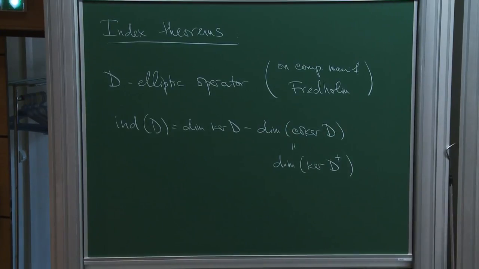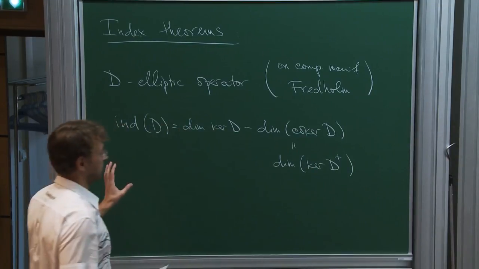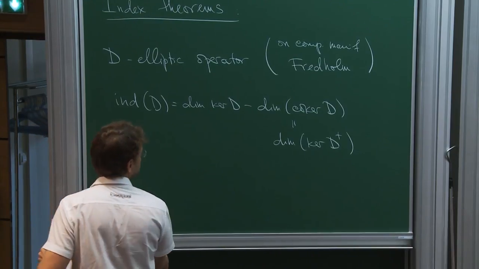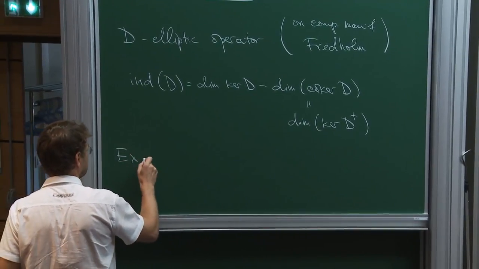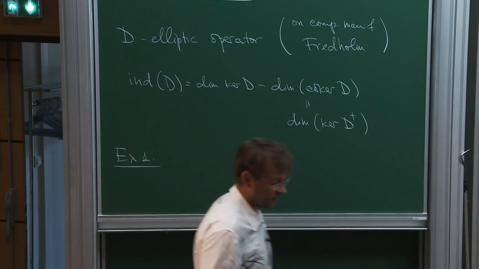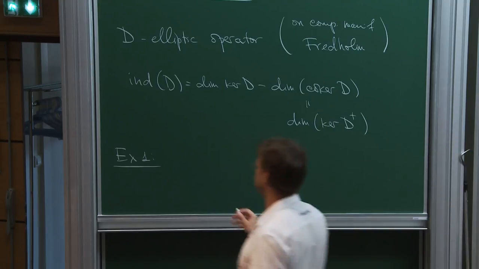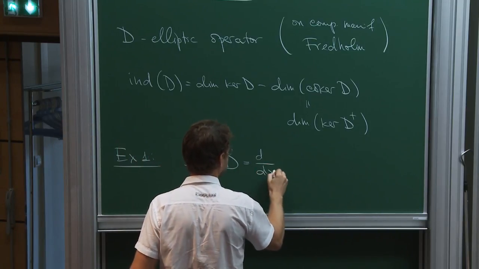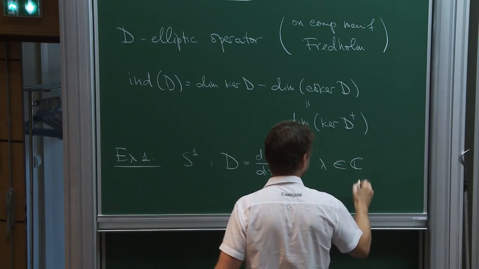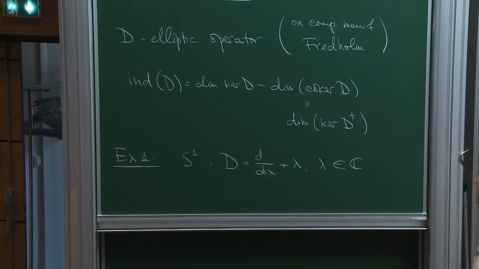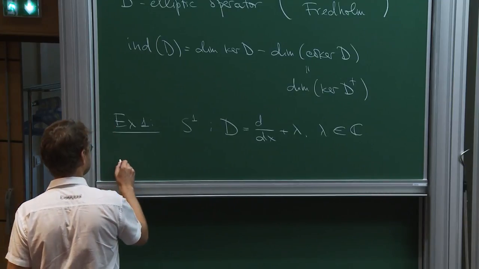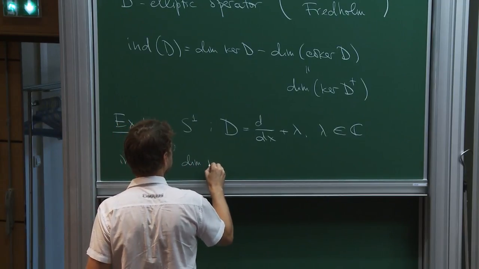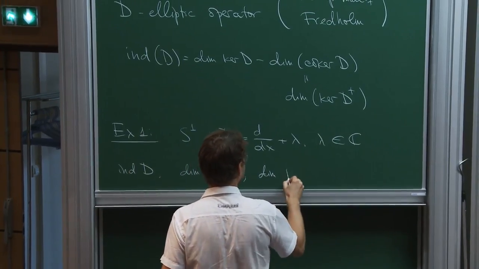Okay. The magical thing about this operator, typically this index, is that it is a topological quantity. So let me suggest a good exercise I came up with last night. Very simple, but very nice to see. Consider S1, and then consider the following operator, where lambda is a complex number. Please calculate the index for this operator, and also calculate the dimension of the kernel of D and the dimension of the kernel of D dagger.